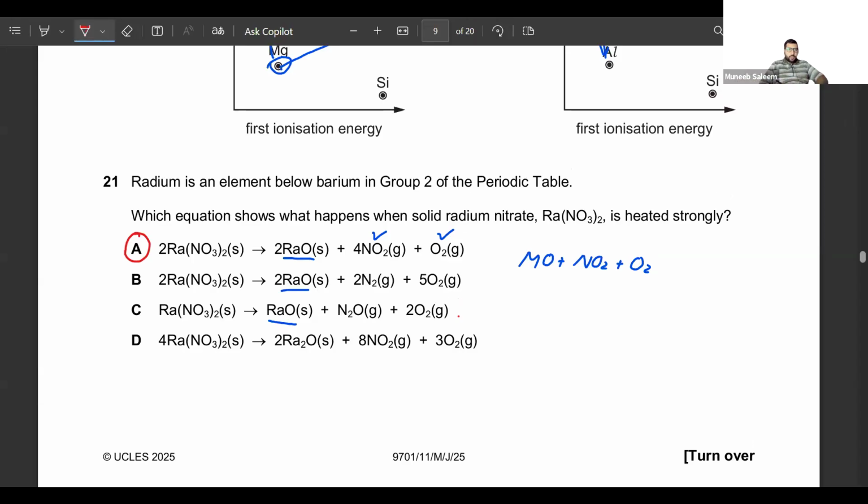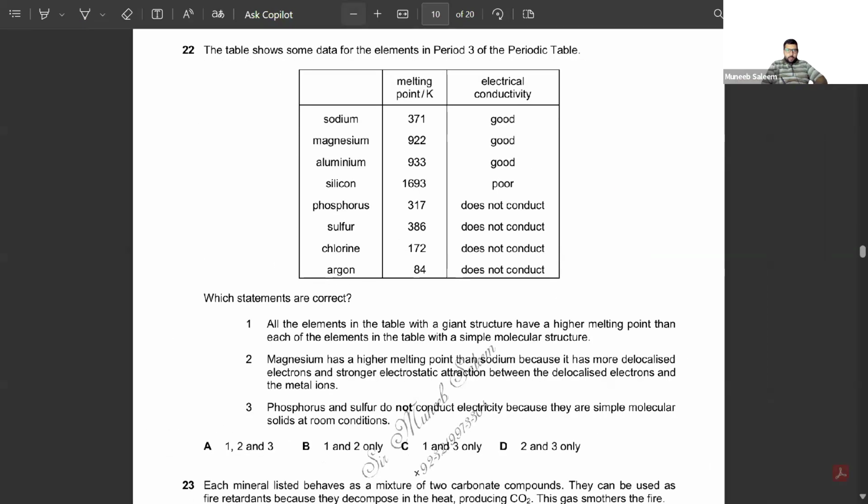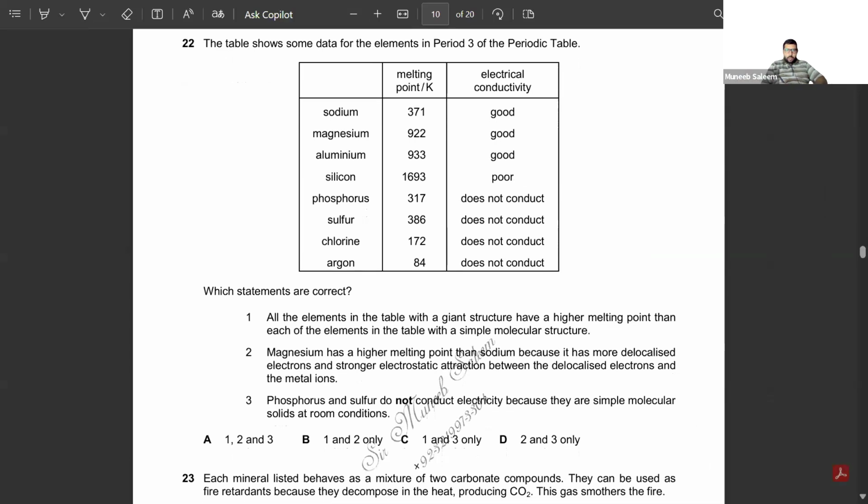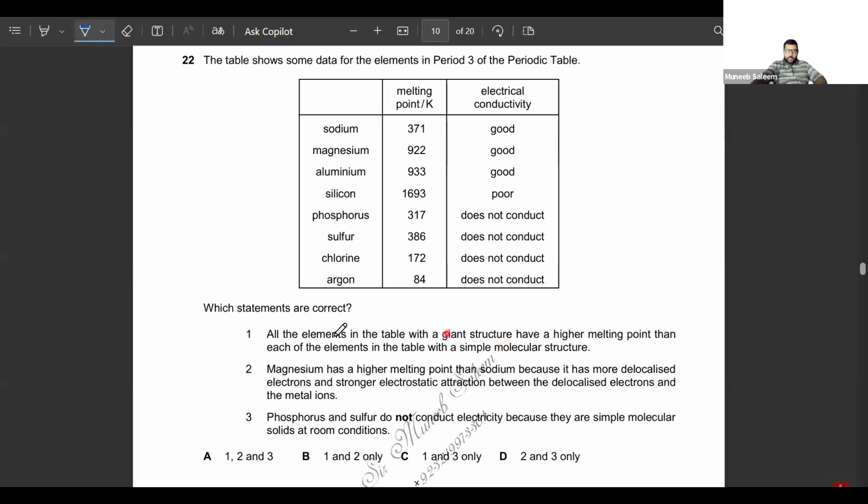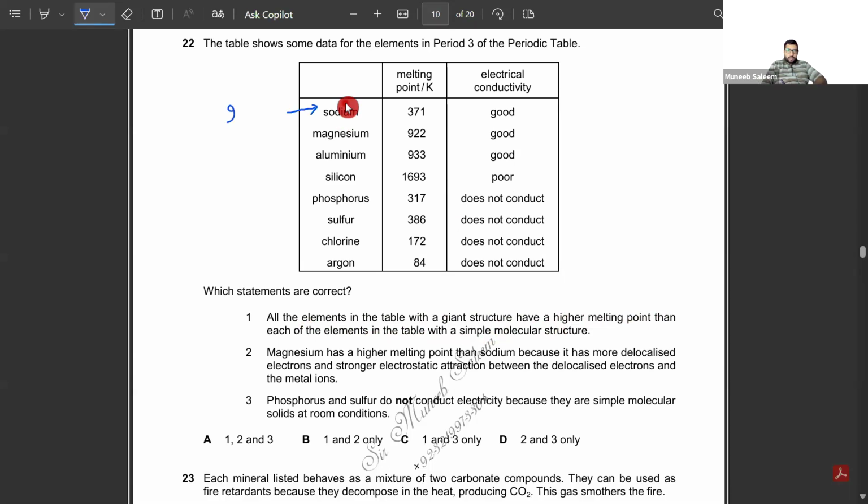Now, our next question, number 22. In question number 22, we are provided with a table and we have the options below. We have to correctly check the statements from the given table. If we look at the table and match the information, the first statement says that all the elements in the table with a giant structure have a higher melting point than each of the elements in the table with a simple molecular structure. If we look at the table, we can see that sodium has a giant structure.